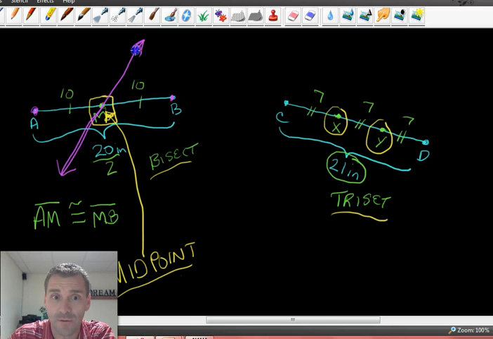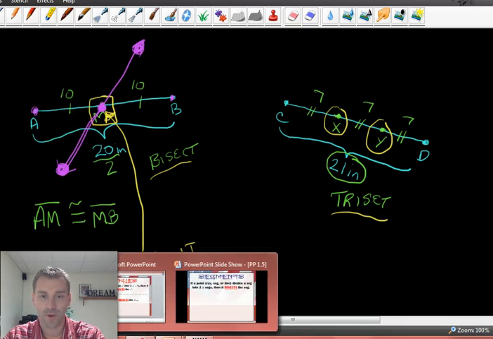So if I make these big old endpoints, this is a segment, so this purple segment would be bisecting this turquoise segment because it divides it into two equal parts. That's pretty cool. No matter what, though, whether it's a ray, a line, a point, that point that's doing the bisecting is still called the midpoint. Okay? So don't forget that. Back to the PowerPoint.